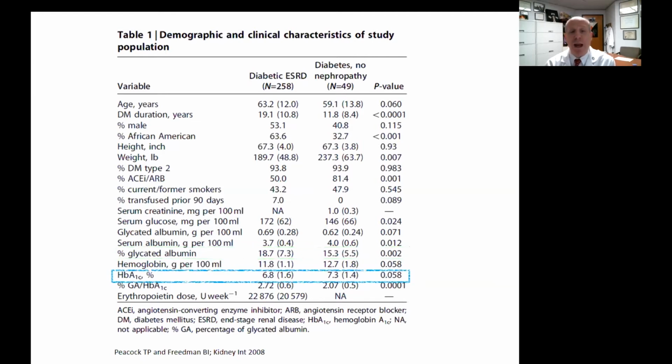Here's the striking thing about our study. Here's the hemoglobin A1C. Although the blood sugars were higher and the glycated albumin was higher, the hemoglobin A1C was lower, only 6.8% in the high sugar dialysis population compared to 7.3% in the patients without nephropathy who had lower blood sugars. And it almost was statistically significant. The p-value was 0.058 in the wrong direction, where the patients on dialysis looked like their hemoglobin A1Cs were better in spite of higher blood sugars and higher glycated albumin.